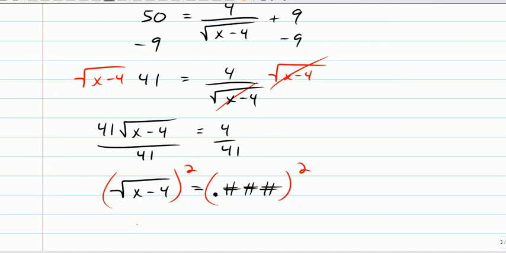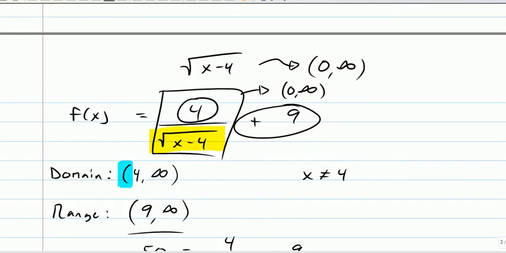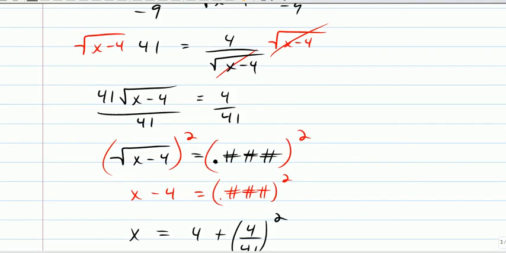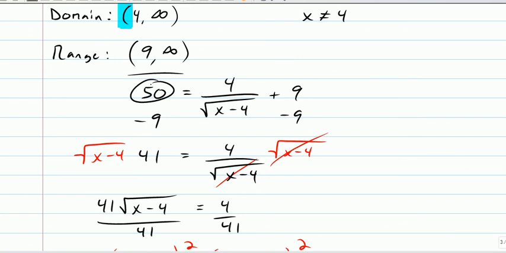So you've got x minus 4 equals point something. Okay, so you'd add 4 to both sides. Turns out x is equal to 4 plus whatever that number was. We had it as 4 over 41, so 4 over 41 squared. You could type that into your calculator and you would know what x was. So certainly we can say that 50 is in our range.